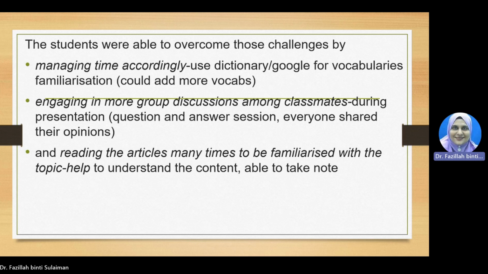And at the same time, they read the articles many times in order to be familiarized with the topic, and this helps them to understand the content, and they're able to take notes as well.